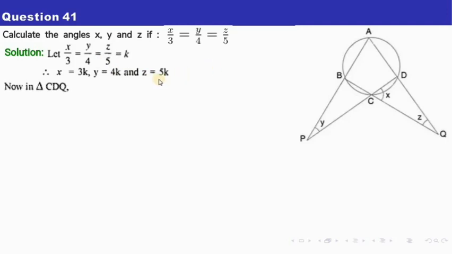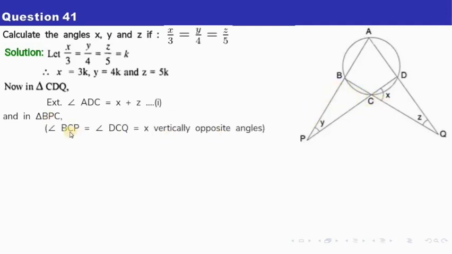In triangle CDQ, as I said, the exterior angle ADC, that is this angle, will be equal to the sum of the opposite interior angles, that is x plus z. In this case also this will be my x because they are vertically opposite angles. So in triangle BPC, that is this triangle, we have BCP, that is this angle, equal to DCQ, which is x, because they are vertically opposite angles.